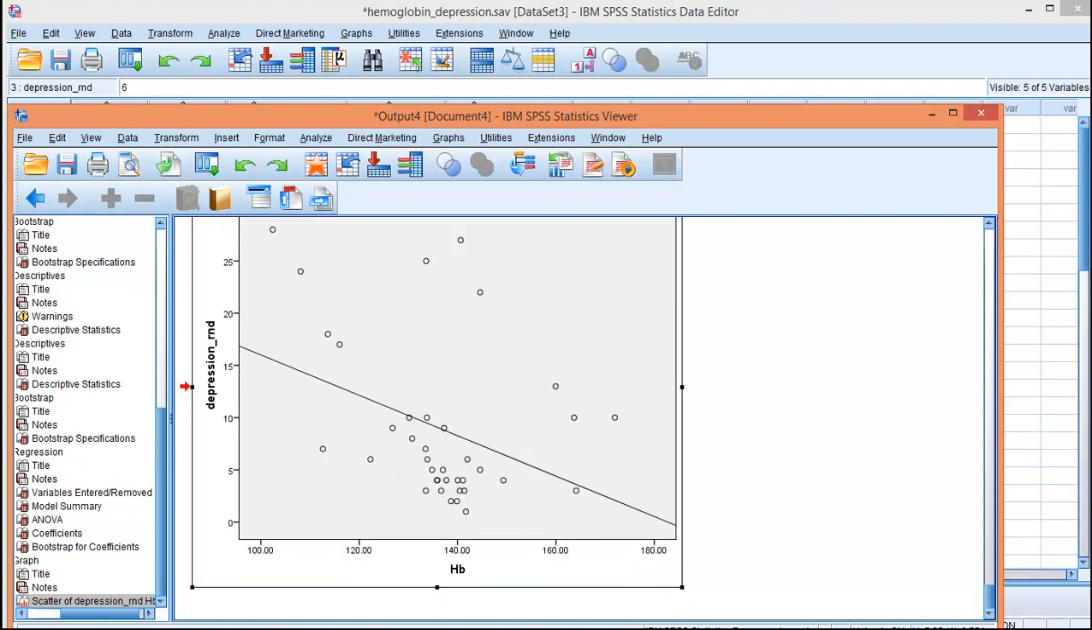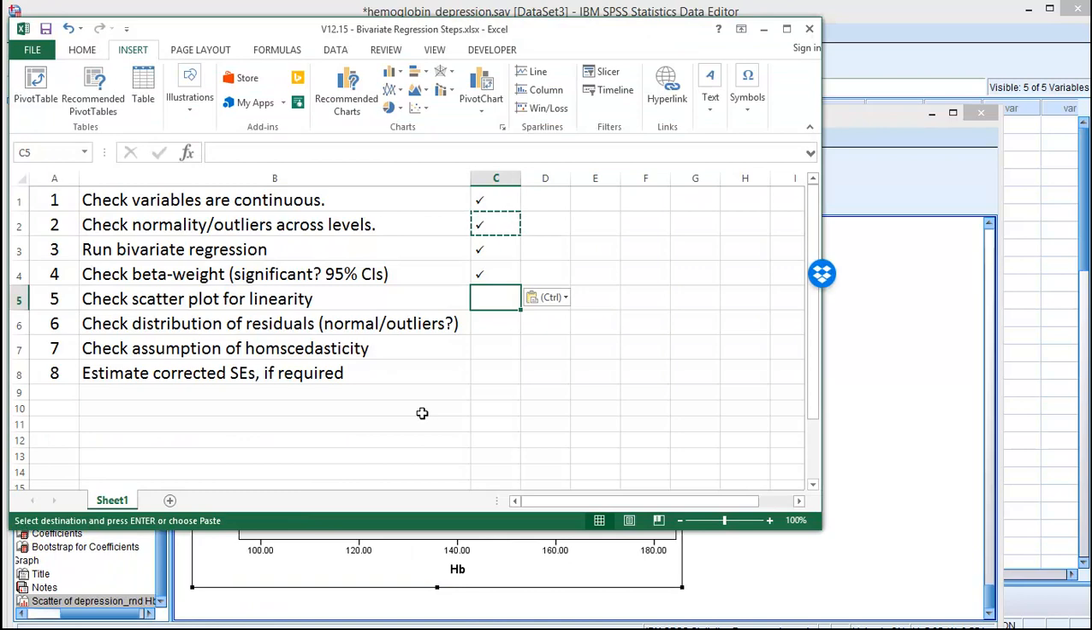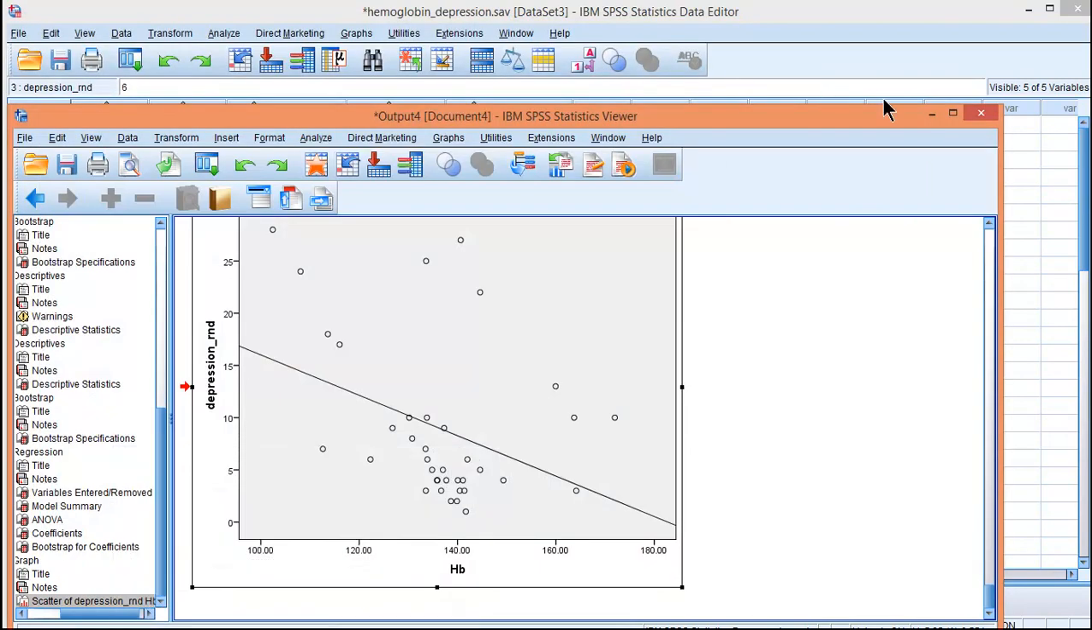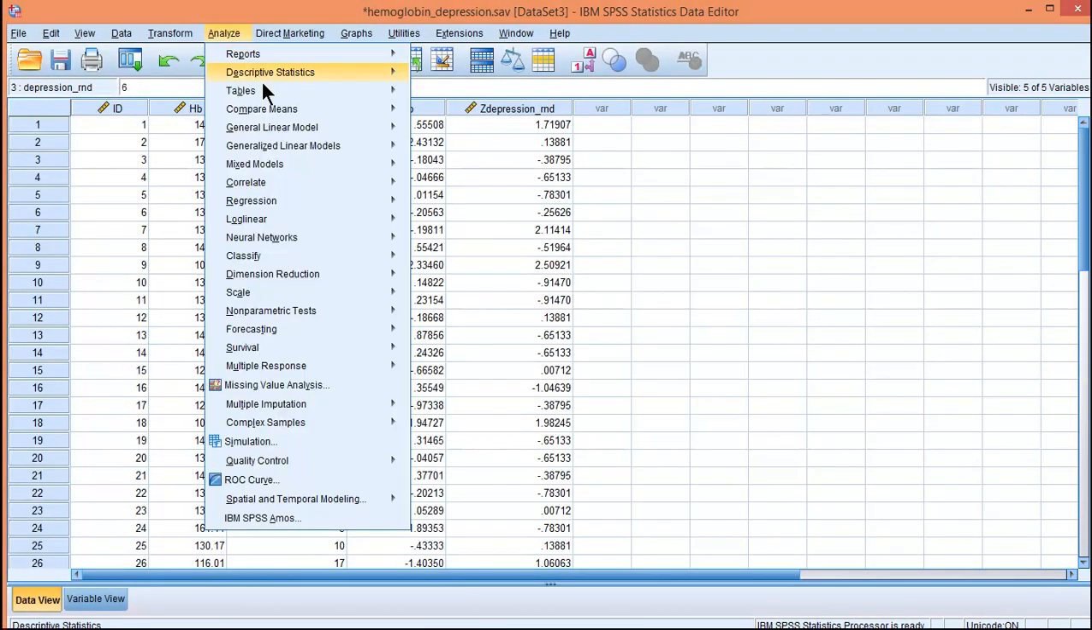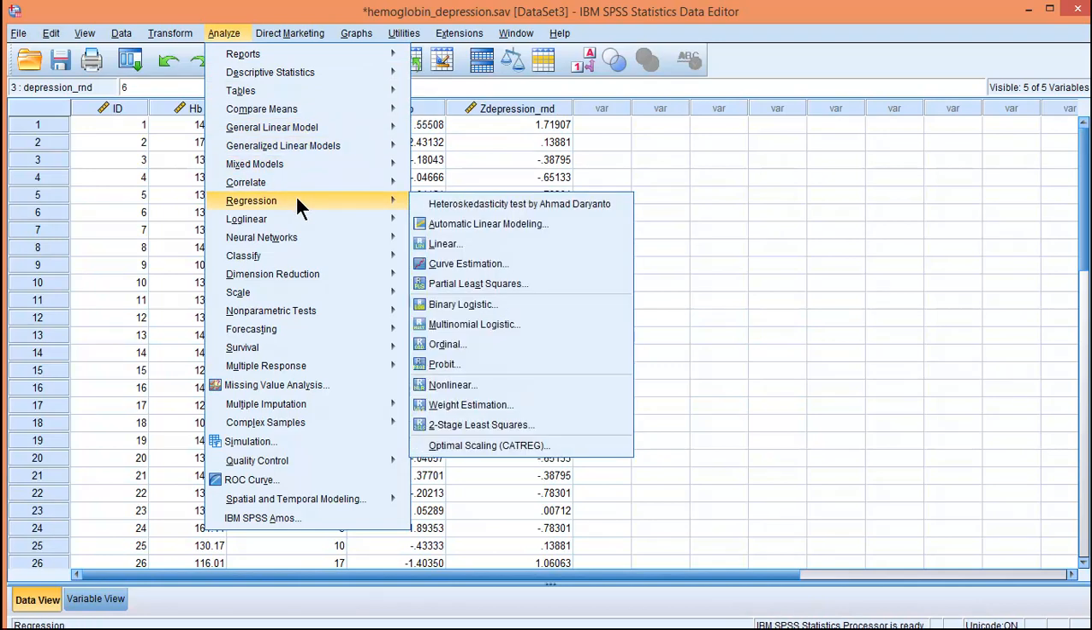I just don't know about heteroscedasticity. And I have to say I'm a little bit worried about the possibility of it. So let's actually look at the distribution of the residuals. So analyze. I need to create those residuals.